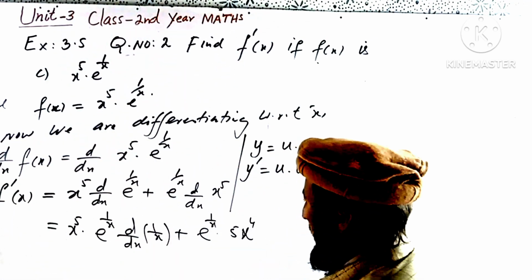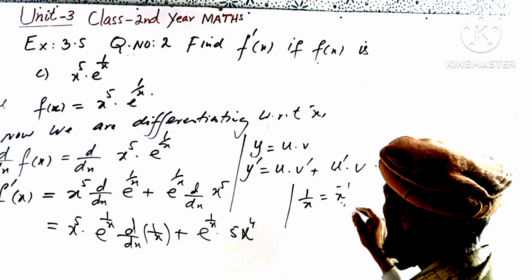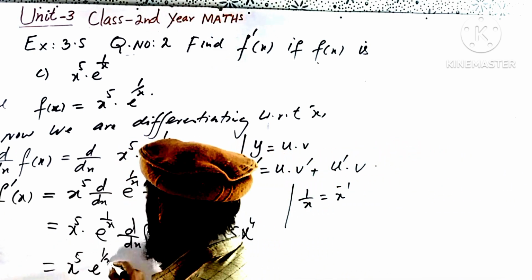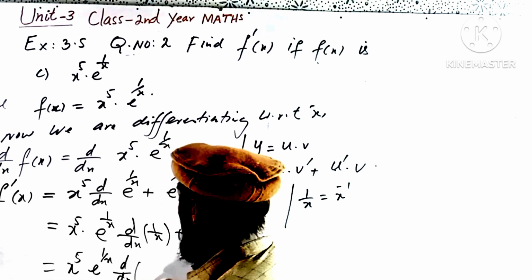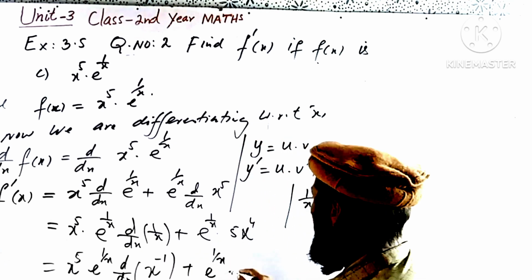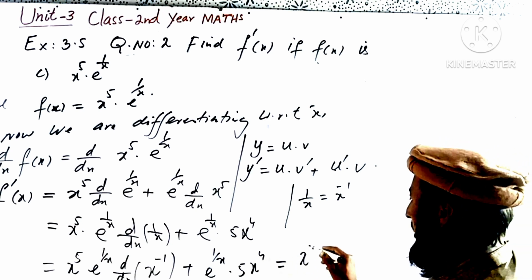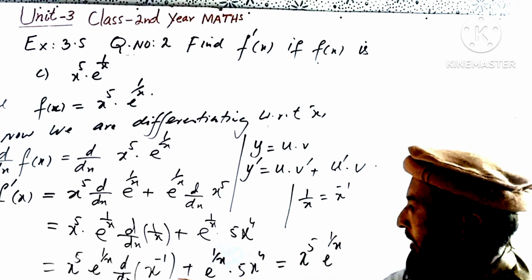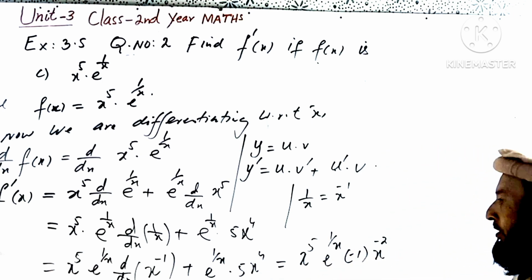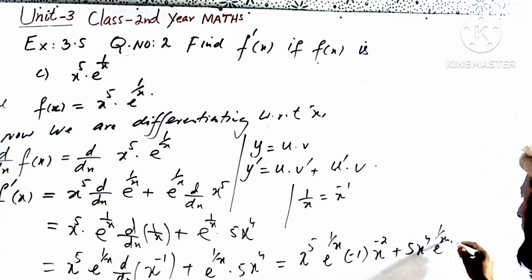Now we are taking the derivative of 1 over x. We can write 1 over x as x power minus 1. We change this function into this form: x power 5 e power 1 over x, and the derivative of x power minus 1, plus e power 1 over x times 5 x power 4. Now the derivative of this function gives minus 1 and x power minus 2, plus 5 x power 4 e power 1 over x.